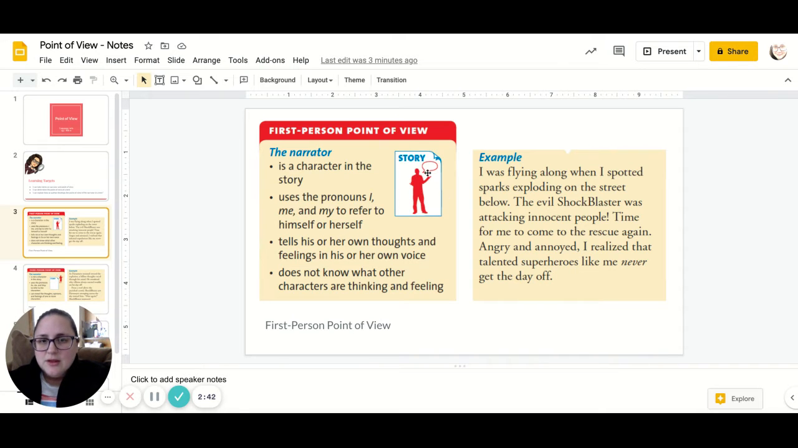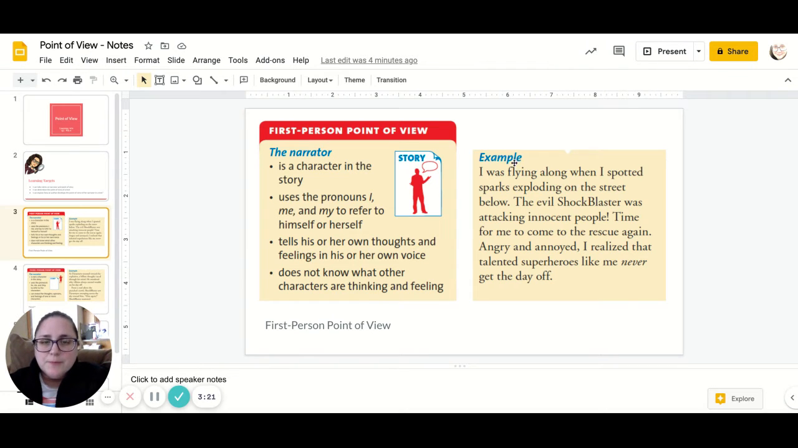You can see our paper here. That narrator is right there in that story. The narrator uses the pronouns I, me, and my to refer to himself or herself. The narrator tells his or her own thoughts and feelings in his or her own voice. So it's in their own voice, it's from their viewpoint. And then the narrator does not know what other characters are thinking and feeling. And this is just like how it is in the world right now for you. You don't know what other people are thinking and feeling unless they tell you or say it aloud or act it out, because your perspective is first person.